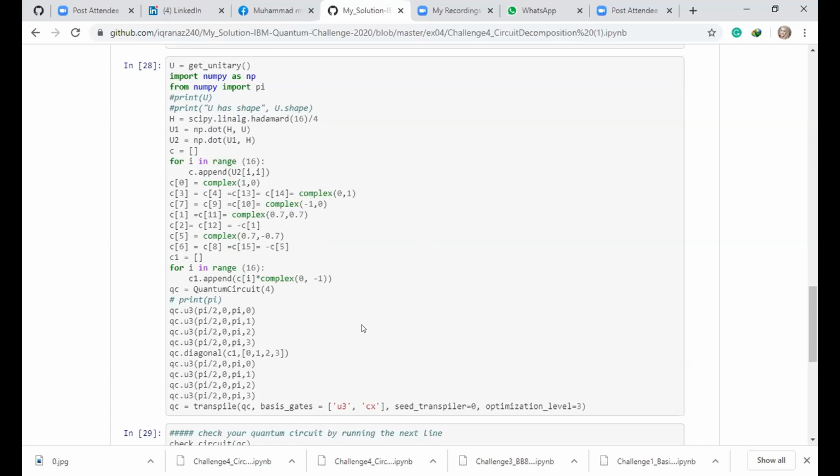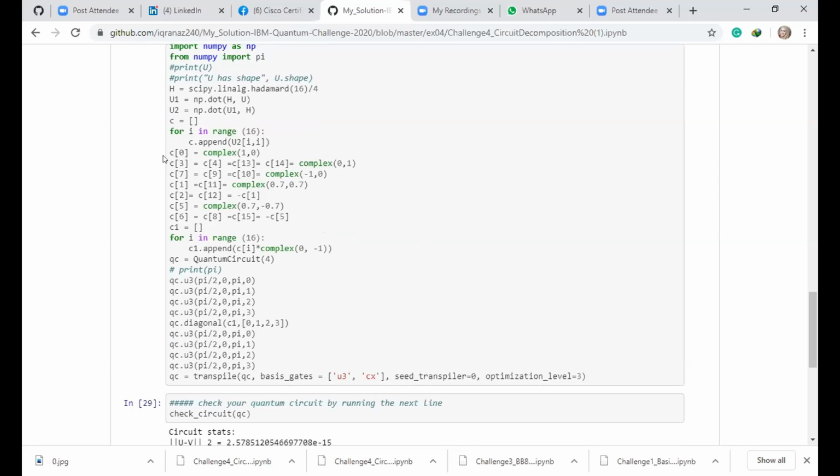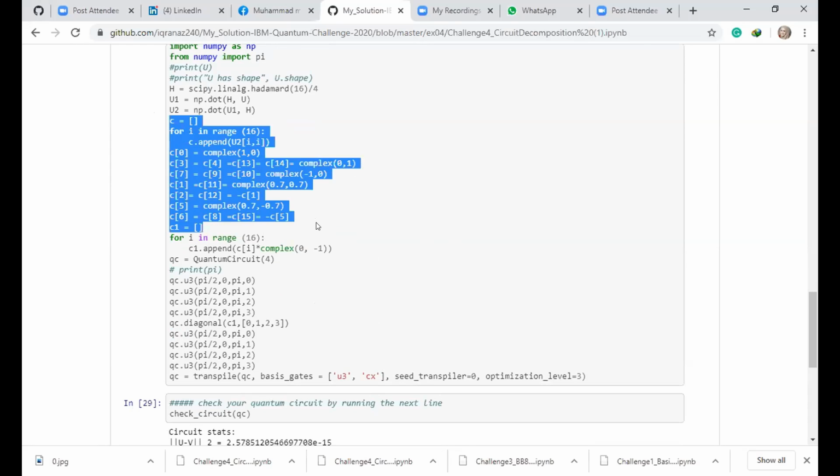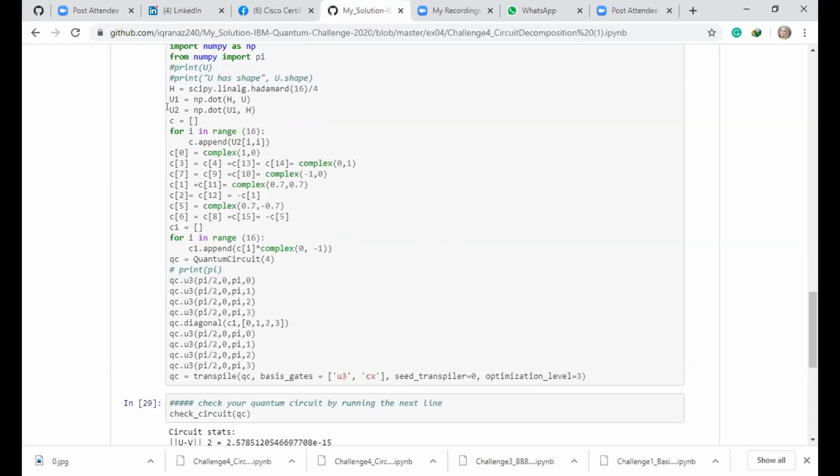After that, we got a matrix that had many decimal points. So we just rounded it off. To round off that matrix, we introduced a new matrix. Basically, the matrix we used here is the rounded-off form of the U2 matrix.